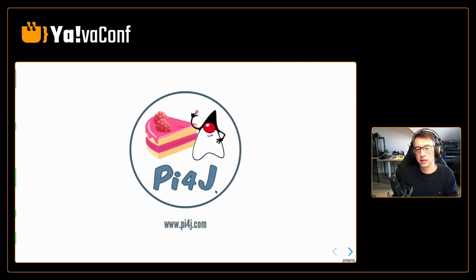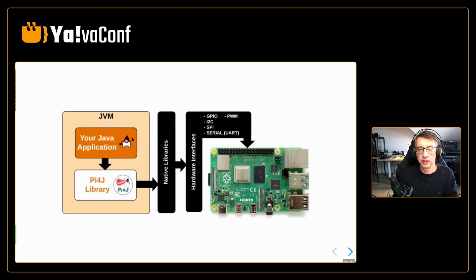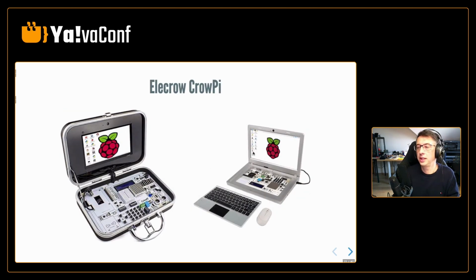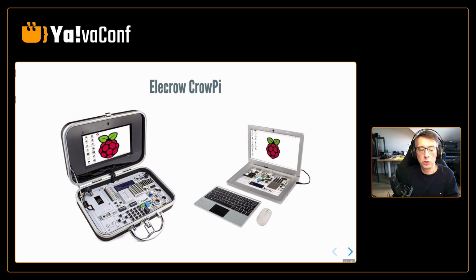Py4j is a library to control electronics on the Raspberry Pi. Go to py4j.com if you want to learn more about it. What it actually does is it's a library inside your Java application, which has native libraries that can control these pins on the Raspberry Pi. For my experiments, I am using a little CrowPi, standing here behind me, and this CrowPi has a lot of components pre-wired for you. So you don't need to put any wires in here, and you cannot mess up the wires. That means if it doesn't work, it's your code which is not working and not the experiment itself.